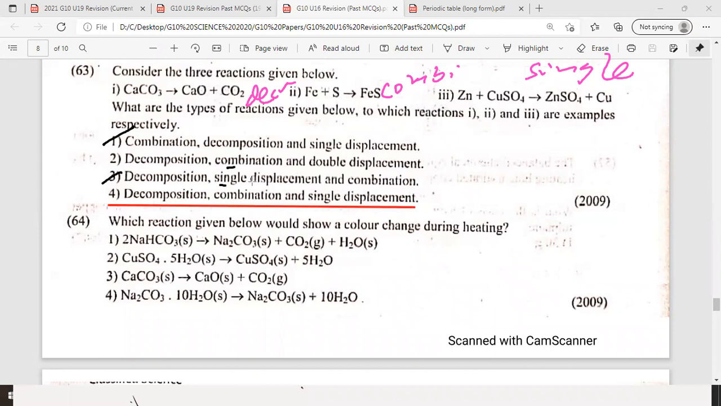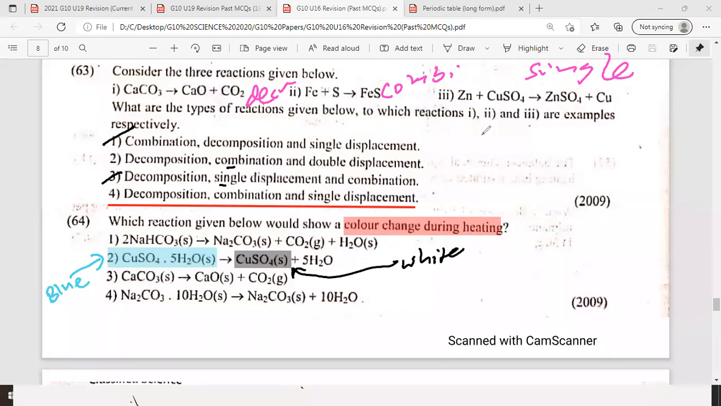Question number 64. Color change during heating. Today also I told you hydrated copper sulfate is blue, anhydrous copper sulfate is white. Answer is second. Please write it down, everyone. Hydrated copper sulfate is blue, anhydrous copper sulfate is white. None of the other chemicals are colored. This is white. Therefore, blue turns white when heating hydrated copper sulfate.